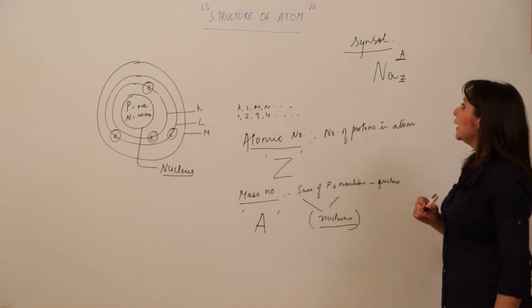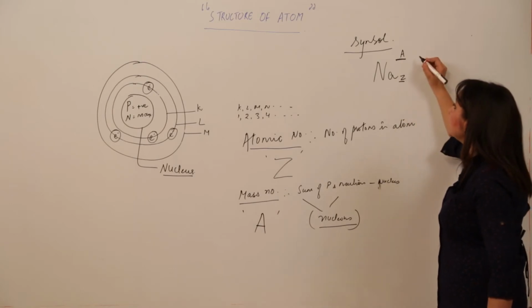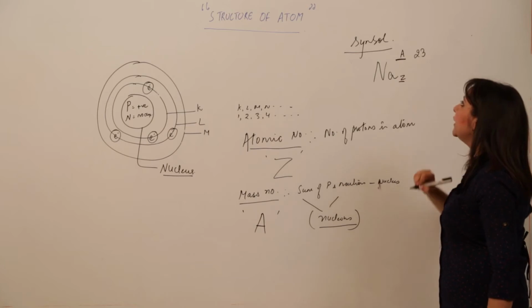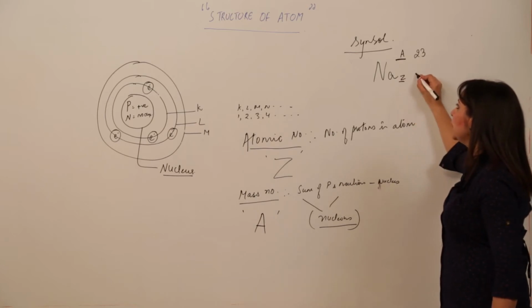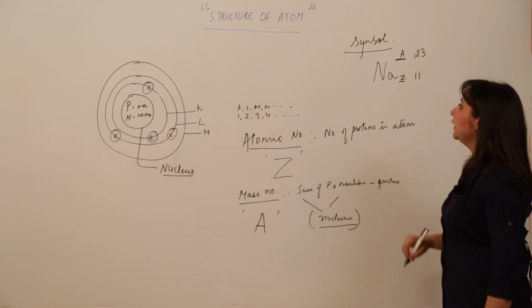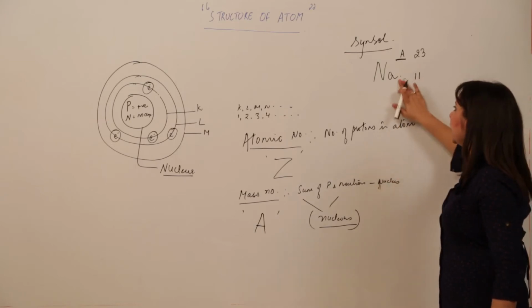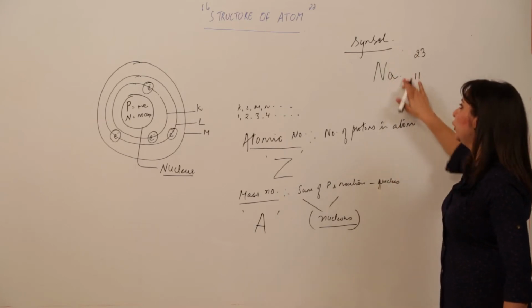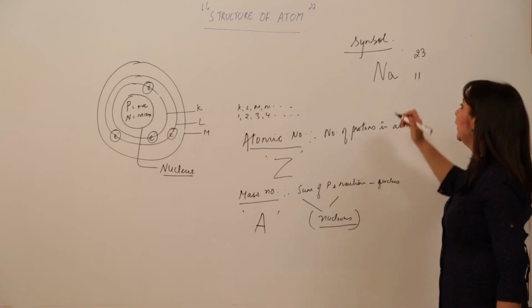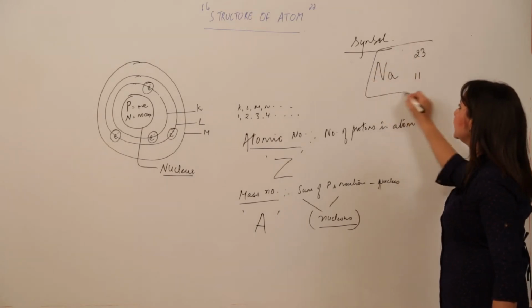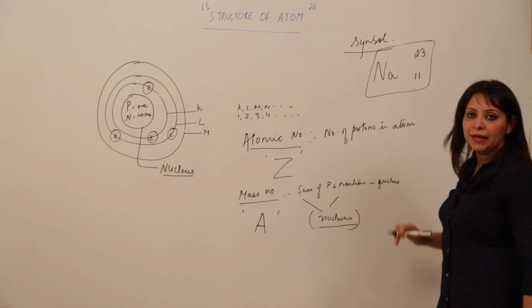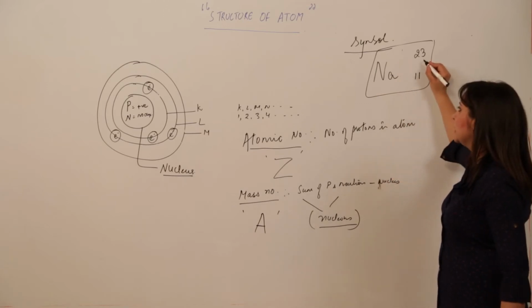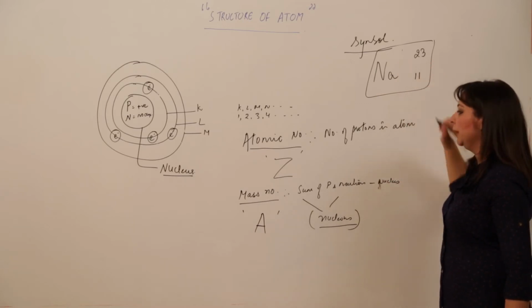As we know that the mass number of sodium is 23, it is represented as 23, and the atomic number is 11. So this is how sodium is represented. See, I am removing this A and Z because now you already know what A and Z specify. So we can write sodium as Na, 23 and 11. Superscript as mass number, subscript as atomic number.